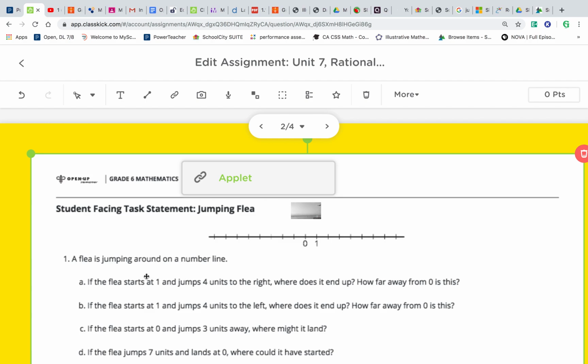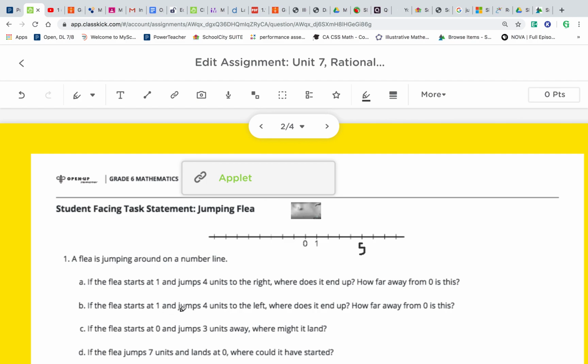All right, so the flea is jumping around on the number line. If the flea starts at 1 and jumps 4 units to the right, where does it end up? Well, let's go ahead and use a little drawing tool. So it's at 1, and it goes 1, 2, 3, 4. So where is this at? This is at the number 5. And if it's at the number 5, how far away from 0 is this? Well, 1, 2, 3, 4, 5 spots.